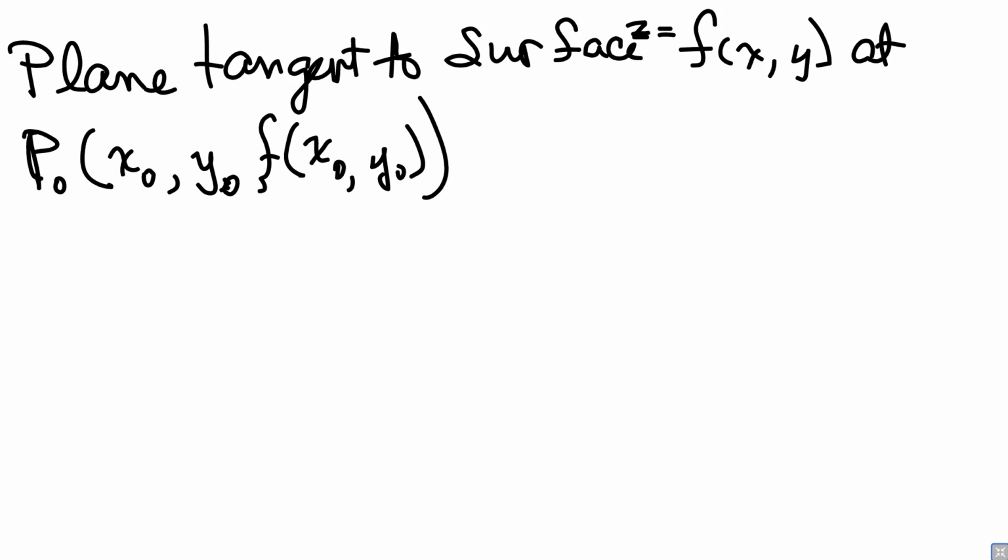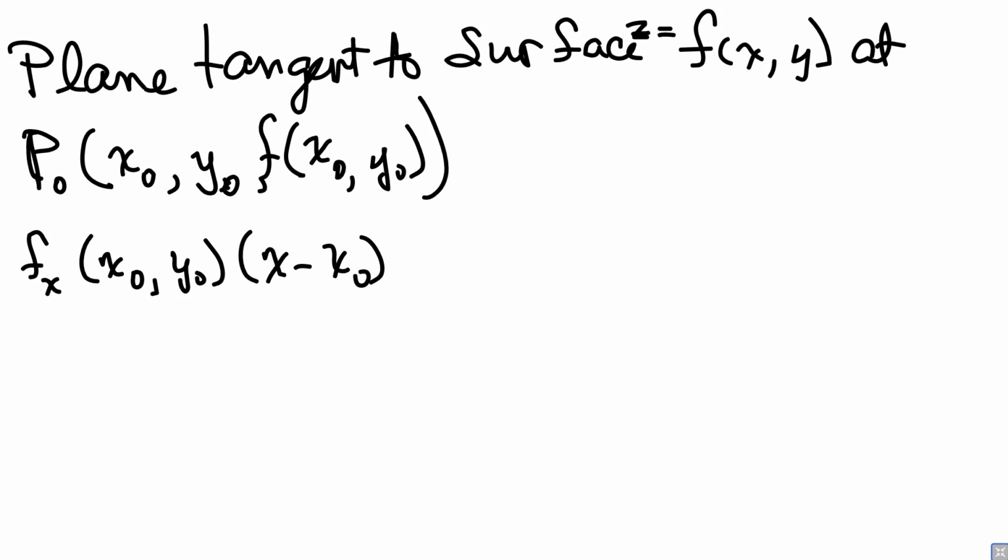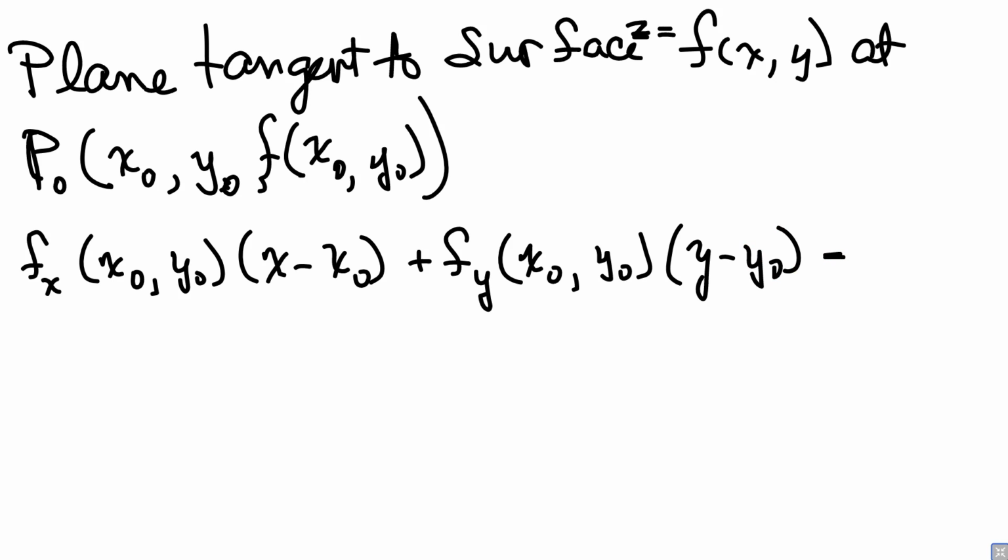Okay, so for this, our equation is going to look like this. I'm going to take the partial with respect to x, evaluated at x sub 0, y sub 0, times x minus x sub 0, plus the partial with respect to y, evaluated at x sub 0, comma, y sub 0, and then multiply that by y minus y sub 0. Then we're going to do minus z minus z sub 0, and that's equal to 0.